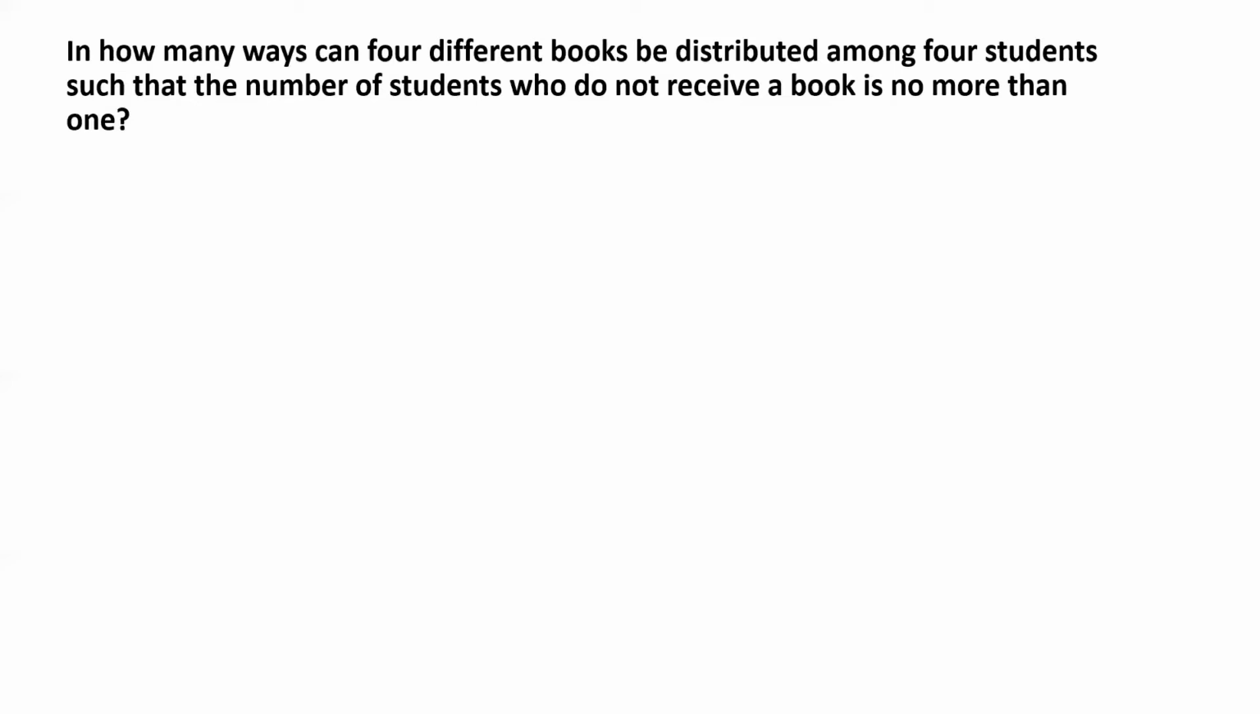So with that in mind, the problem states the number of students who do not receive a book. There may be students who do not receive any book, and that number shouldn't be more than 1. So that's something you have to keep in mind. What it means is the number of students who do not receive a book is either 0 or 1. Those are the only 2 permissible values.